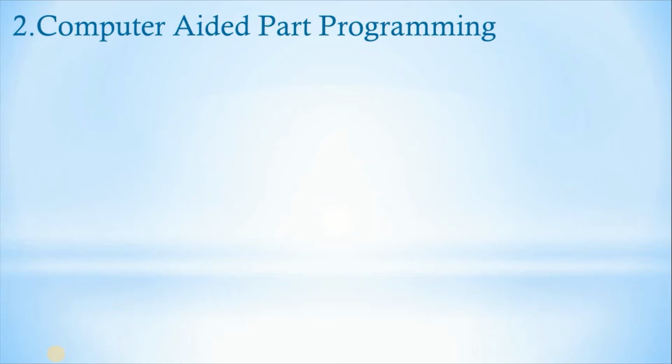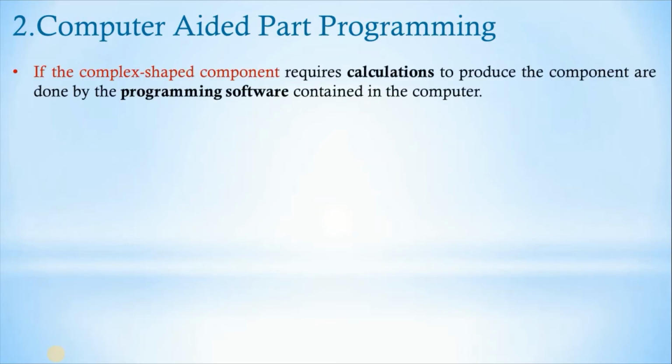Instead, to overcome these disadvantages of manual part programming, we use computer aided part programming. In this, for complex shape components, the calculations required to produce the component are done by the programming software contained in the computer. So in computer aided part programming, any complex shape component requiring calculations can be handled by the programming software available in a computer.